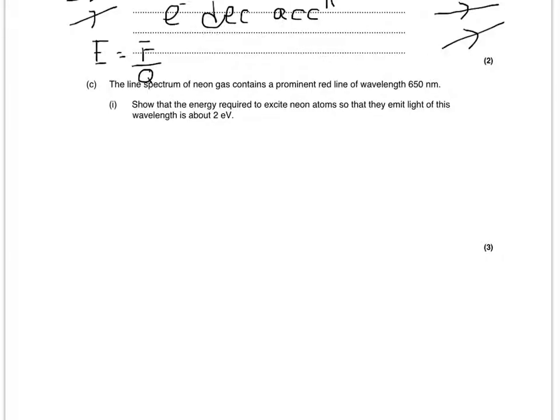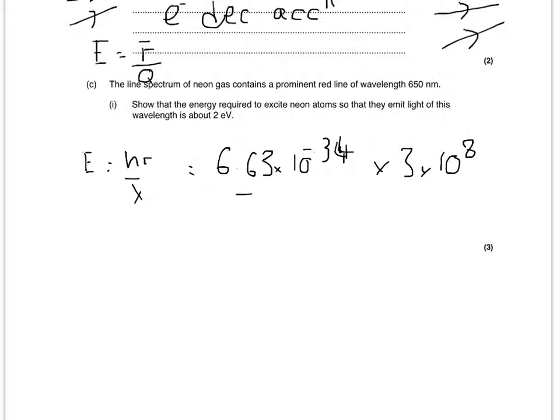So the last part: a line spectrum of neon gas contains a prominent red line of wavelength 650 nanometers. Show that the energy required to excite neon atoms so they emit light of this wavelength is about 2 electron volts. So we remember from quantum, E equals hc over lambda, which equals 6.63 times 10 to the minus 34 times 3 times 10 to the 8 all over 650 times 10 to the minus 9.